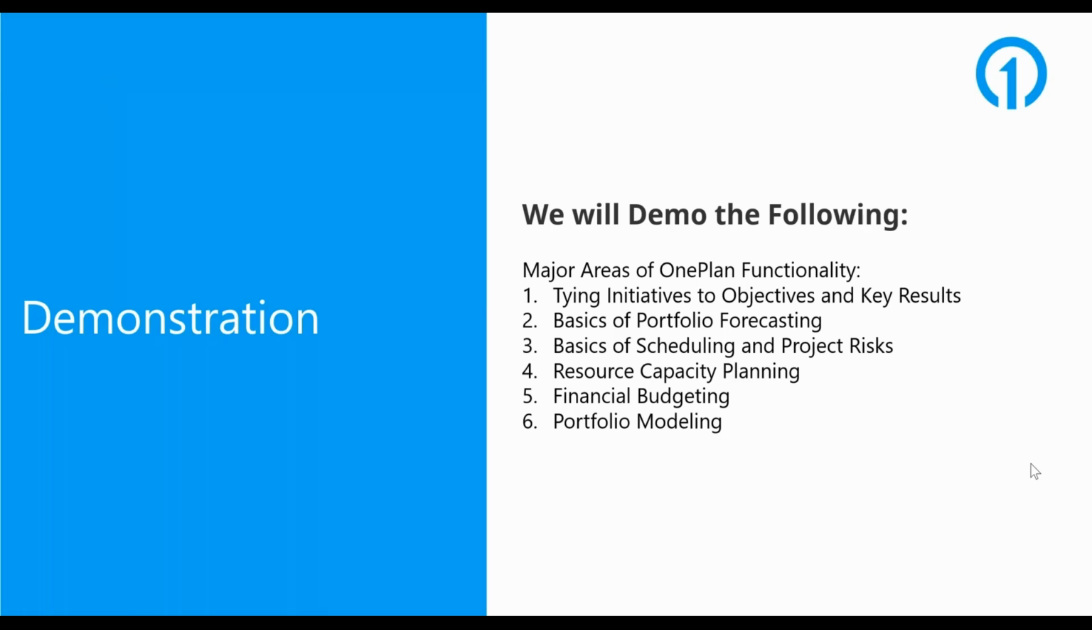All right, so at this point, we are going to go into our demonstration. We're going to go through, like I said, a subset of major functionality. We're going to look at objectives and key results, basics of portfolio forecasting, scheduling, resource capacity planning, financial budget, and portfolio modeling. This last point may be the most powerful tool in the entire OnePlan suite. It is used for creating possible scenarios and comparing the outcomes of those scenarios.